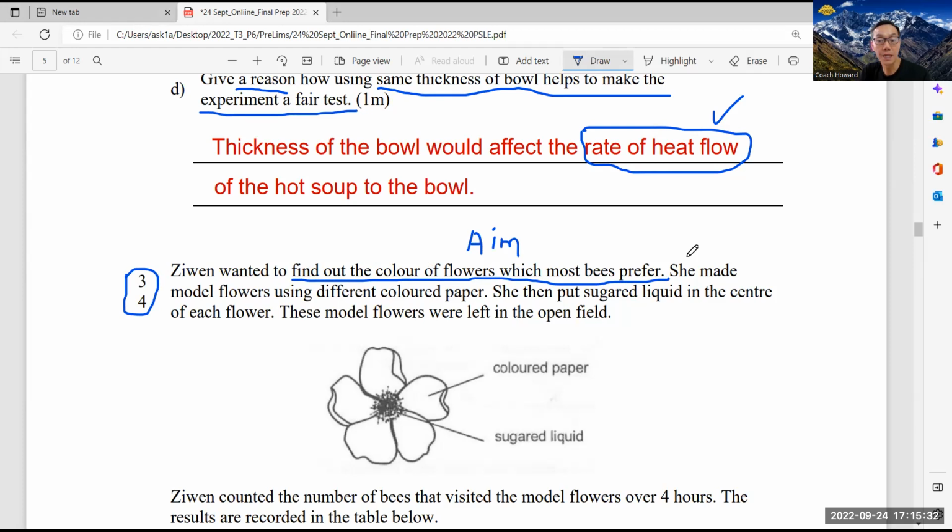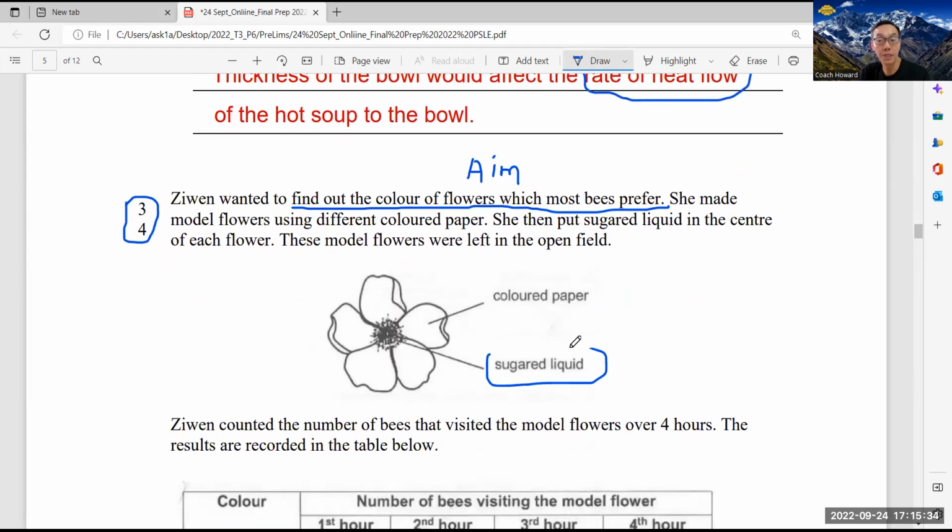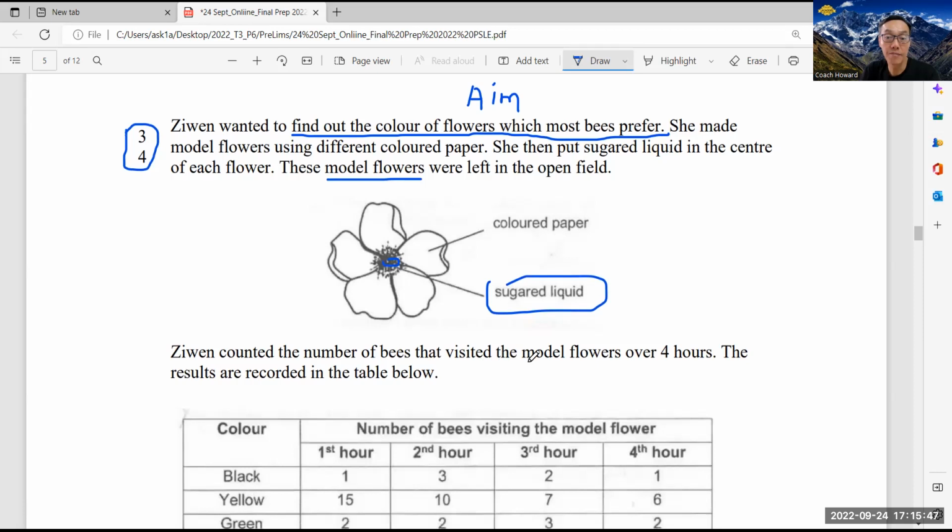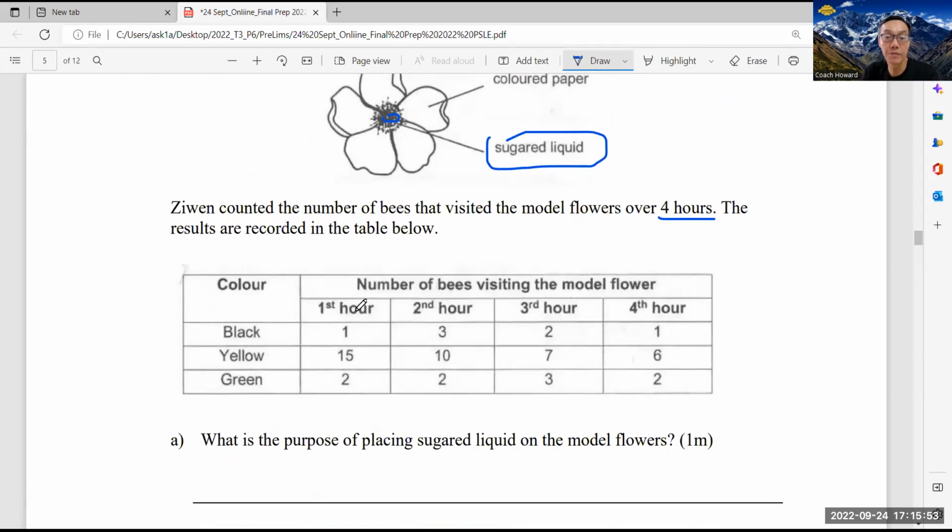Okay, so you need to understand, they put the sugar liquid at this part, in the center of each flower. And these are model flowers. That means they are not real flowers, like paper flowers. So Ziwen counted the number of bees that visited the model flower over 4 hours. And you notice it's from the first hour to the 4 hours here. And which one has the greatest number? You can highlight this one, because if you look throughout the 4 hours, it recorded the highest number of visits by the bees.